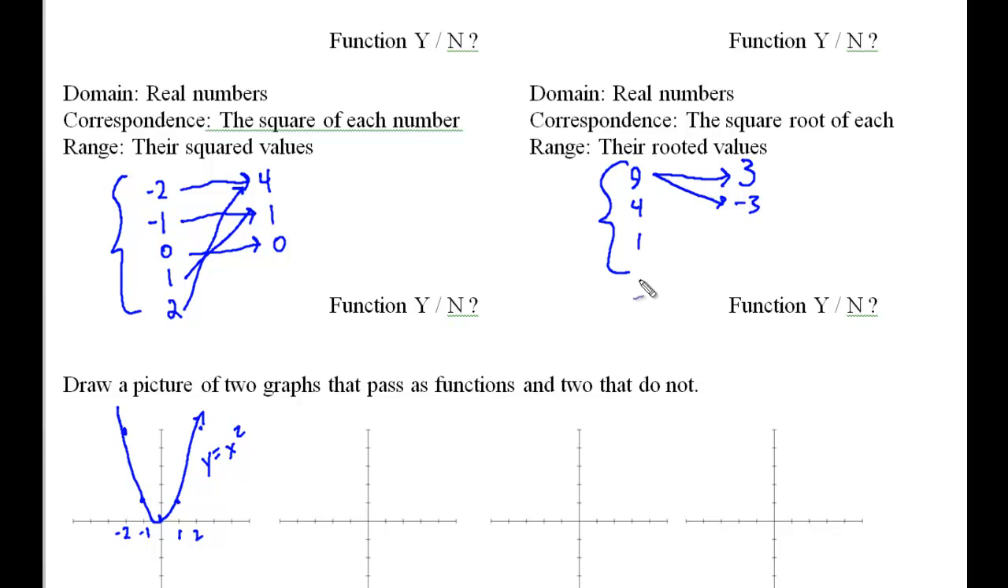So this is automatically breaking the function rule because the domain has more than one on its range. And the same thing goes with 4. 4 has 2 answers here. 4 has 2 and negative 2, and 1 has 1 and negative 1.